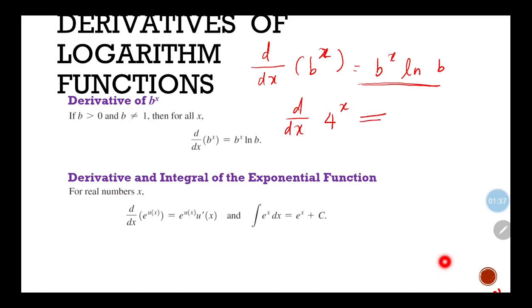Okay, bear in mind, this is not the same as x to the power of 4. If x to the power of 4, what will we get? 4x to the power of 3. But no, this one and this one are not the same. So to solve this, first x is brought to the front and 4x minus 1. Right.